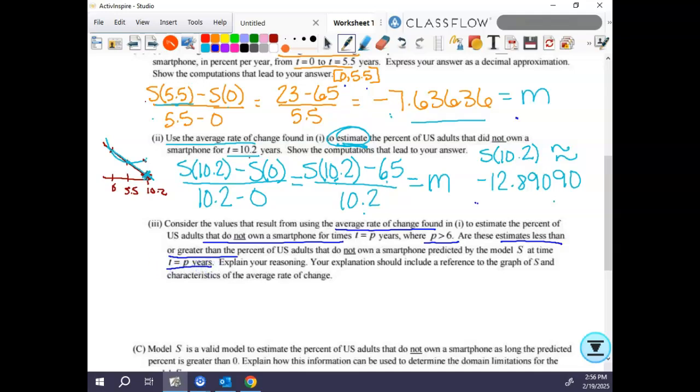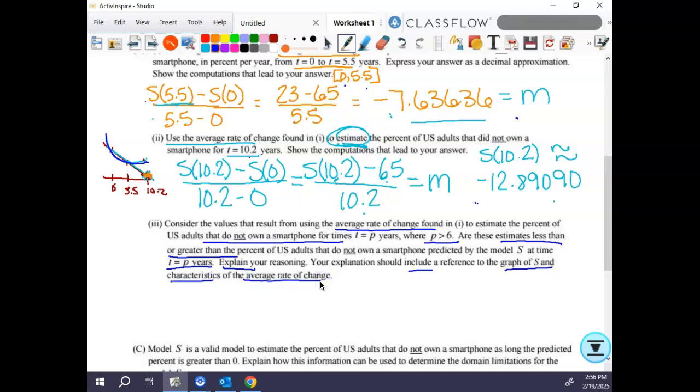So from this little picture we have here, I can see that if this is my curve, right, and this was my estimate, clearly the estimate is less. Now, I can't say it's less because it looks less or because it doesn't give me the same thing or whatever. I have to explain it better. It says to explain your reasoning, and your explanation should include a reference to the graph of S and characteristics of the average rate of change.